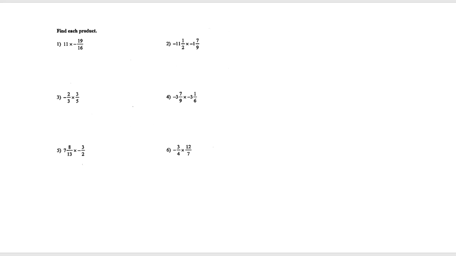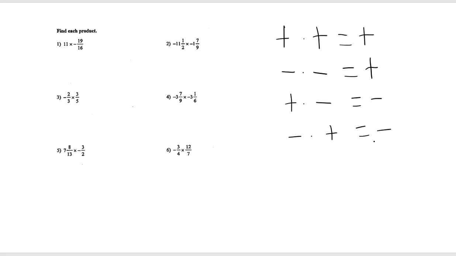When you are multiplying fractions, you do not need a common denominator. That's the first thing I need you to know. Also, when you are multiplying and dividing positive and negative fractions, you just have to remember that a positive times a positive is going to give you a positive answer. A negative times a negative is going to give you a positive answer. A positive times a negative is going to give you a negative answer, and a negative times a positive is going to give you a negative answer.